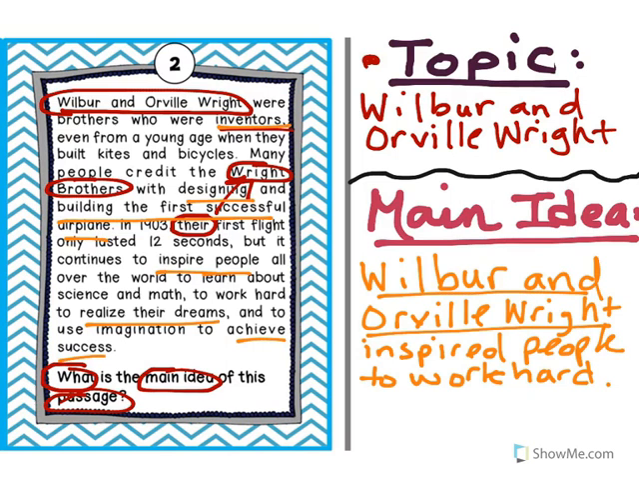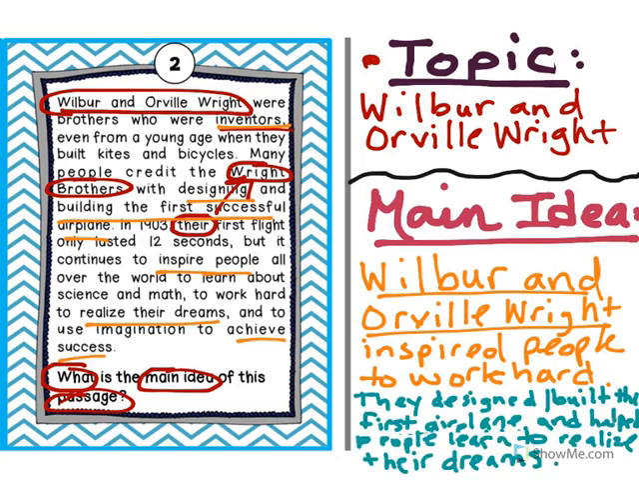Notice I didn't go into any details. I didn't explain what they did specifically. It has to be more of a general statement. So just for the sake of space, I only added a few supporting details at the bottom here, but I put it in a different color so you could see. I put they designed and built the first airplane and helped people learn to realize their dreams. So that's directly connected to my main idea up here.